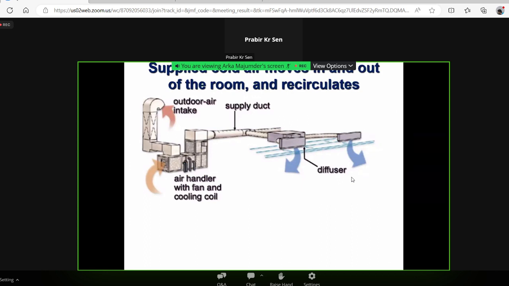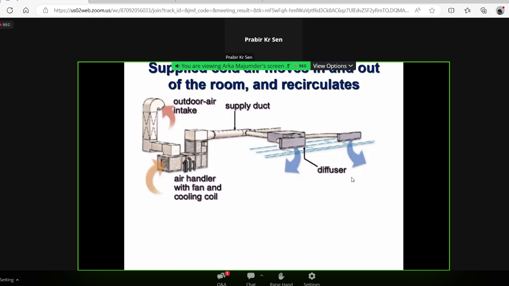So, what we say is that we supply cold air in the room. You see, cold air is being supplied in the room by a diffuser. It picks up the latent heat from the room. It removes the latent heat from the room. And then we take the air back. With red arrows, you see, we are taking the air back.